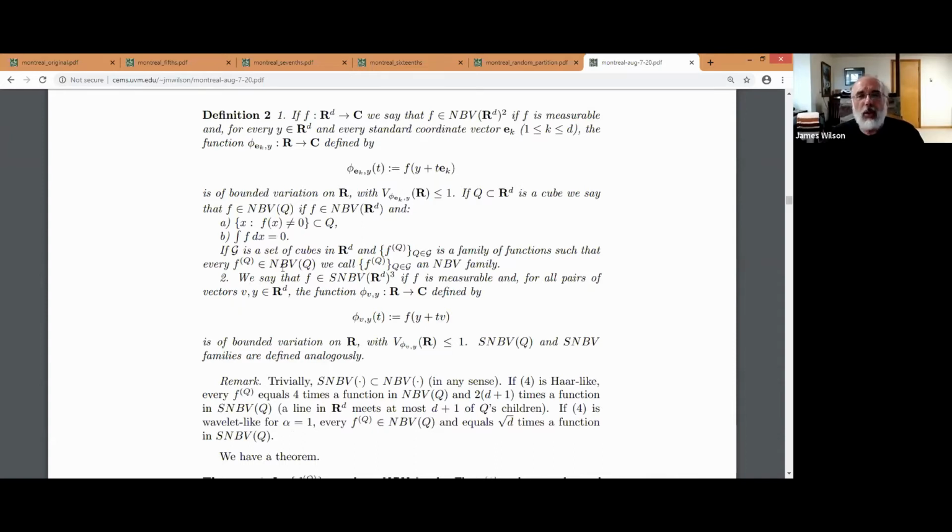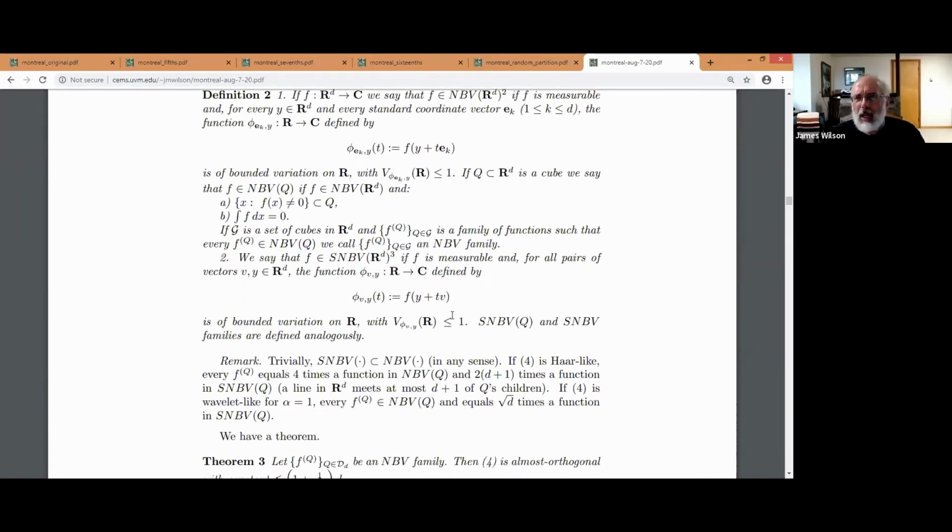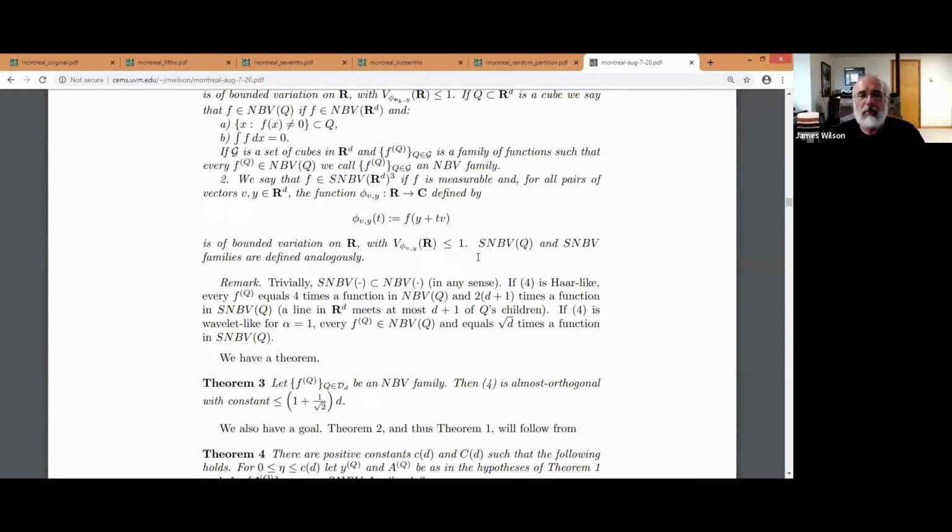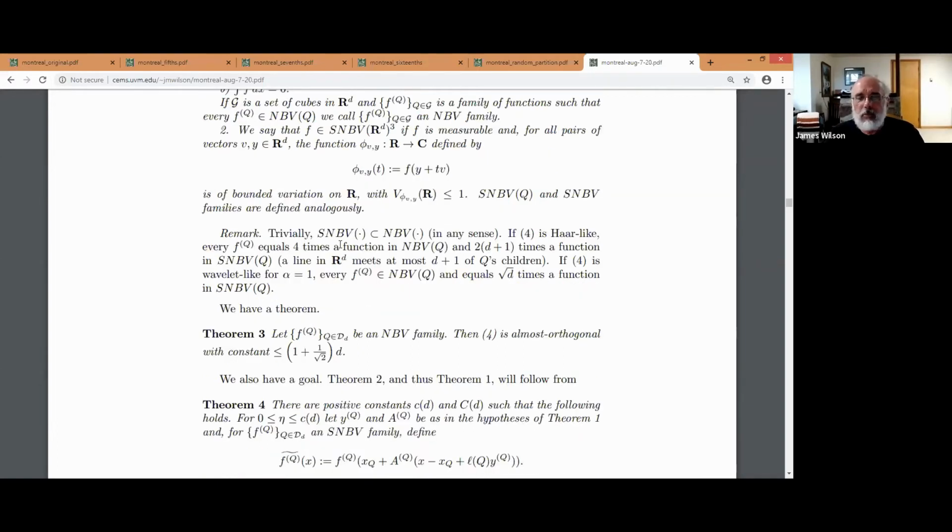We'll be talking about families where every function is NBV of Q for a family of cubes. We call those NBV families. Mainly I'll be talking about NBV, but SNBV will also come in. Obviously, SNBV is a subset of NBV. Note that if a family is Haar-like, then every f_Q is a multiple of a function in NBV. A little work shows that it's not too big a multiple of an SNBV function, because of a pigeonhole principle argument. If you draw a line through a dyadic cube, it can only hit d plus 1 of Q's dyadic children. And if f is wavelet-like for alpha equals 1, then you have corresponding statements about f being a not-too-big multiple of a function in SNBV of Q.